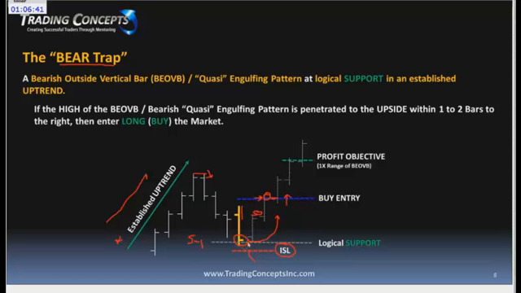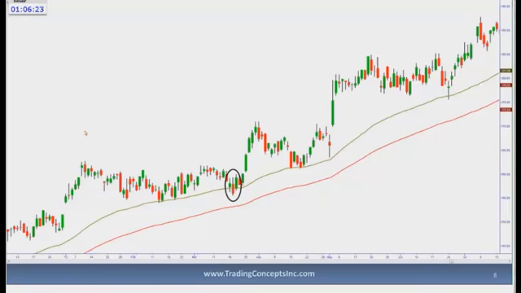And your profit objective is the same as what I just showed you in the last slide, and that is the range of the bearish engulfing pattern. Take that range and add it to your entry, and that is your logical profit objective. Okay. So now let me give you an example.